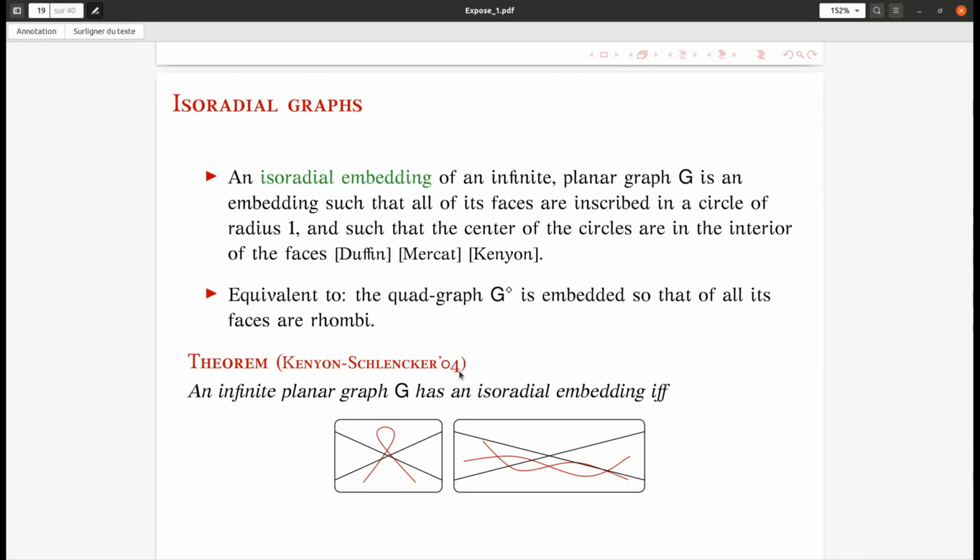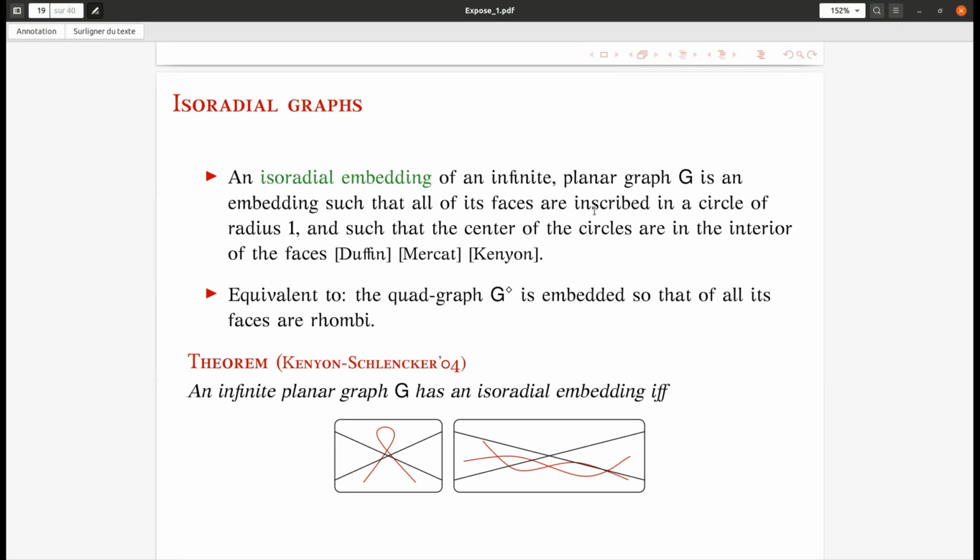So now I can tell you what an isoradial graph is. An isoradial embedding of an infinite planar graph G is an embedding, a way of drawing your graph into the plane, such that all of its faces are inscribed in a circle of radius 1. A few pictures: you want to inscribe all faces in a circle, and moreover, you want all circles to be of the same radius, so you can take it to be 1. And also, you want the centers of the circles to be in the interior of the faces.